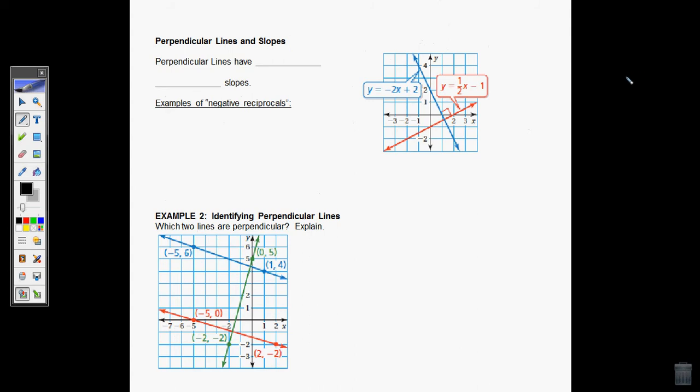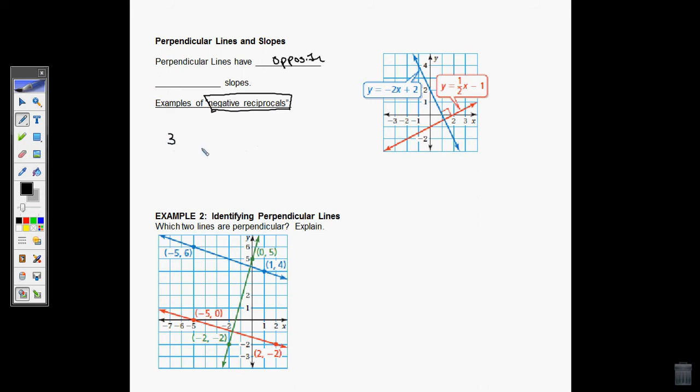If parallel lines had the same slope, perpendicular lines probably have somewhat of opposite slopes. And it's not as simple as just saying that they have an opposite slope. They actually have negative reciprocal slopes. Now, what does negative reciprocal even mean? Well, let's take it piece by piece.